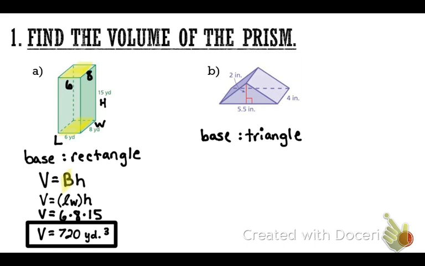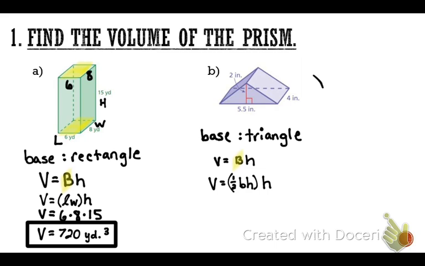Now we're going to go ahead and use our same formula. V equals capital B times height. Once again, remember, this is saying take the base of that entire triangle, the area of the triangle. And we know the area of a triangle is 1/2 times base times height. So once again, this is just that highlighted part there. And then you're still going to have to multiply it times the height of the entire prism.